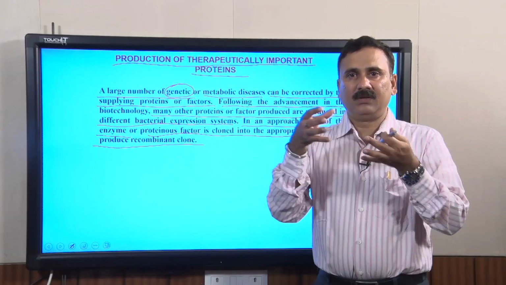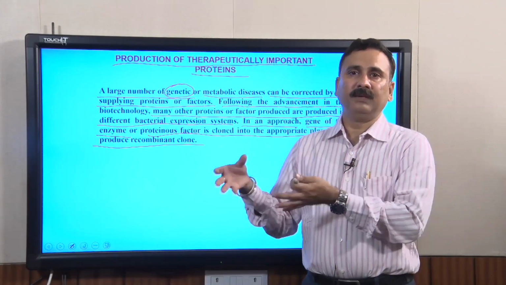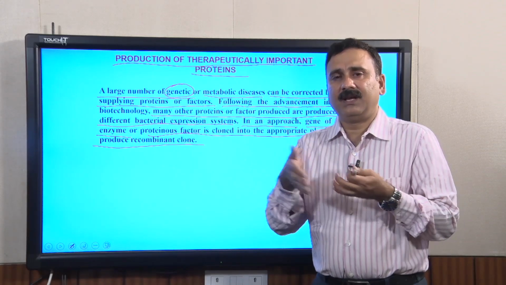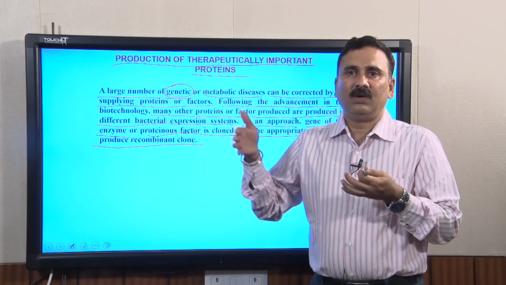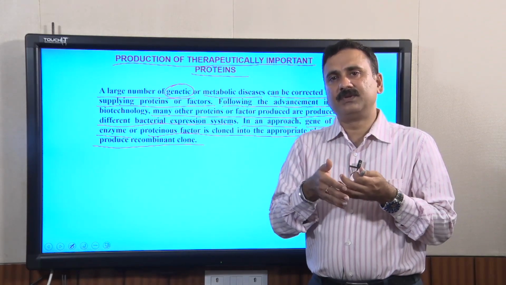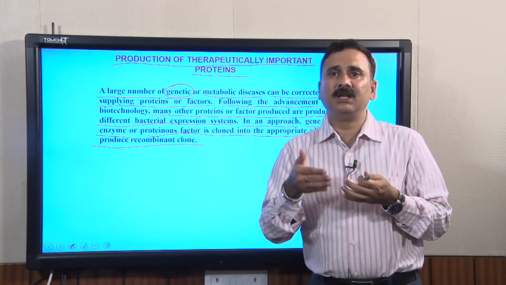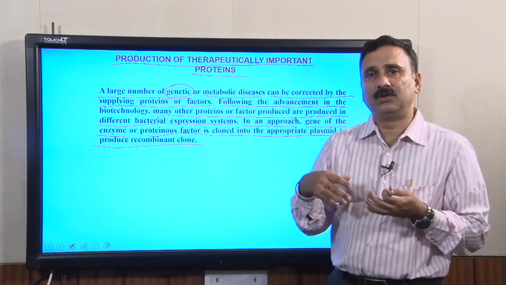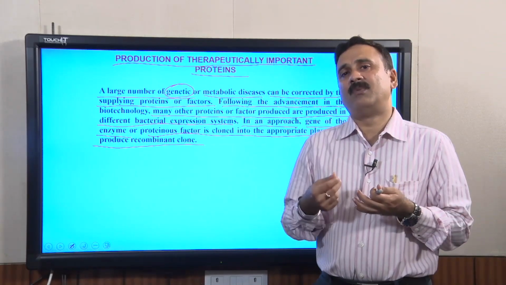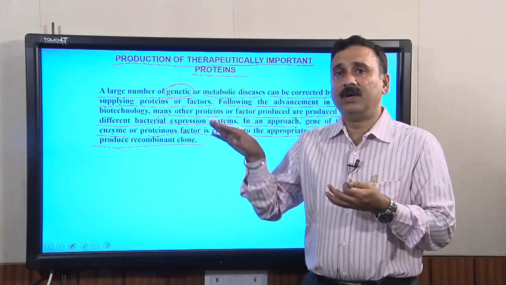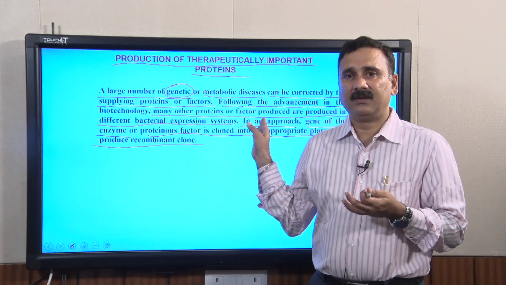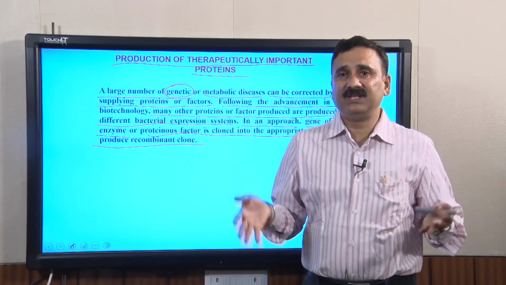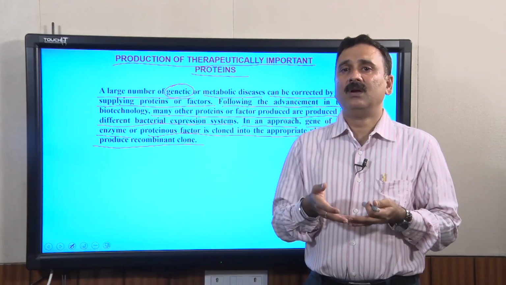For example, you might be producing insulin when you are young, but in due course, when your age crosses 40 or 50, you start producing lesser and lesser amounts of insulin. In those cases your body requires insulin exogenously. So, that is why you supply some amount of insulin which you produce in a recombinant system, and that is how you overcome the deficiency which is developing in your body.